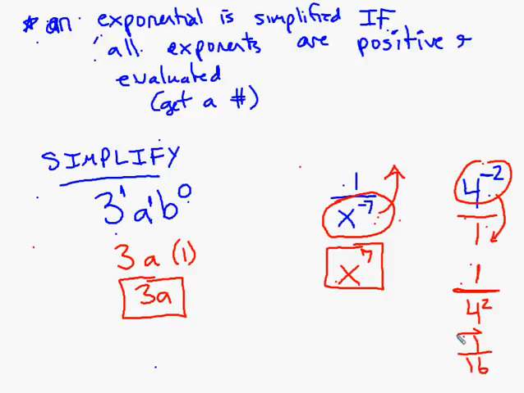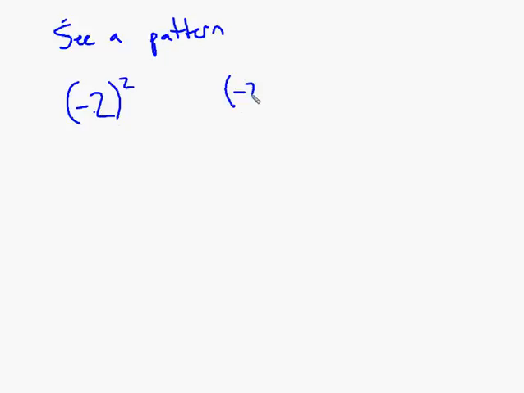Now, sign of the exponent, not sign of the answer. Notice my answer is positive. It's not negative just because I have a negative exponent. The exponent has nothing to do with the sign of the answer, except for if our base is negative. So let's try one of those. And let's see if you can see a pattern here. Find a pattern. Okay, we'll just do 4 and see if that's enough for you to get the pattern.